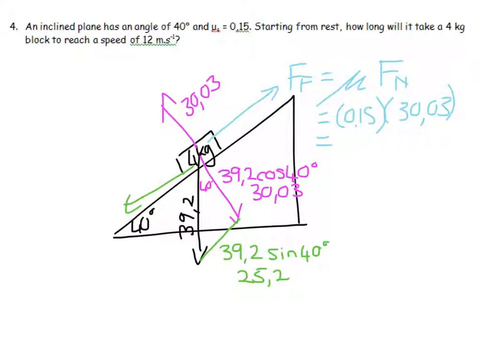And I land up with 4,5 newtons. Now I take the big force minus the little force. So on this plane, I've got 25,2 minus 4,5. Those down the plane and up the plane, subtract them from one another, and that is going to be equal to the mass times acceleration. My acceleration is therefore going to turn out to be 5,17 meters per second squared.